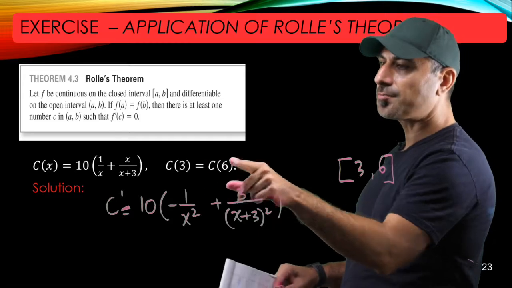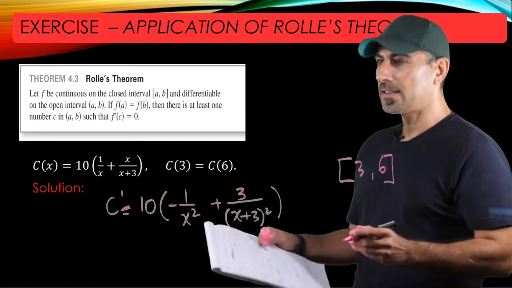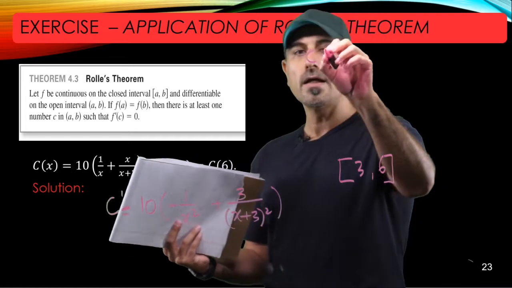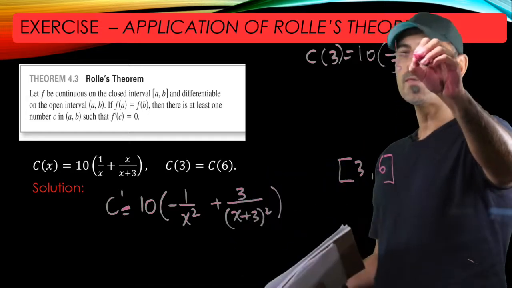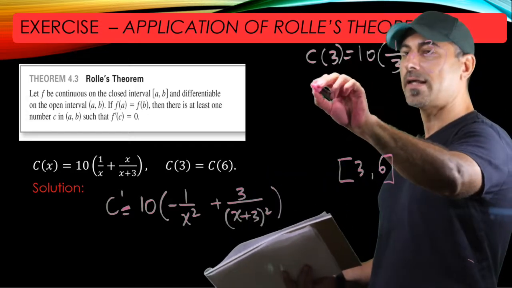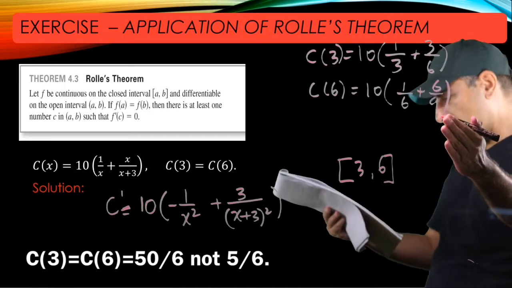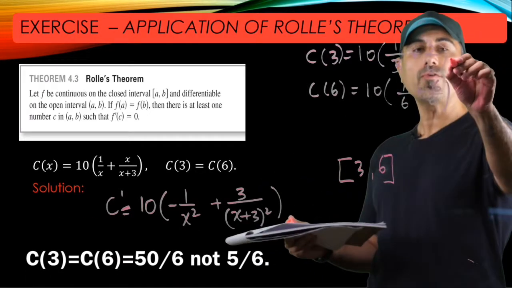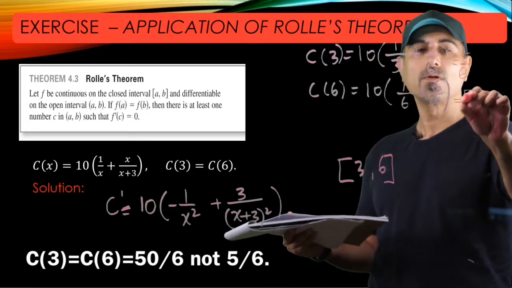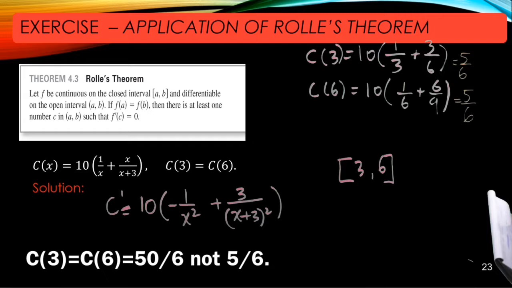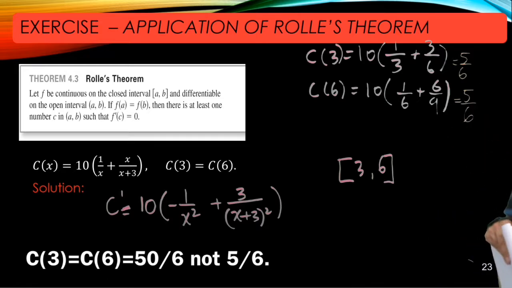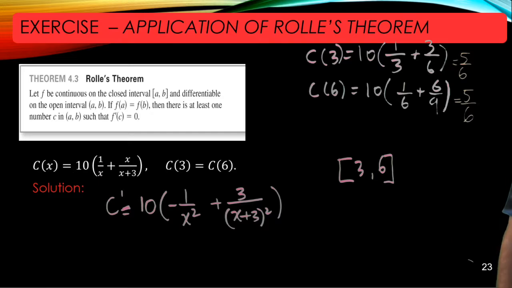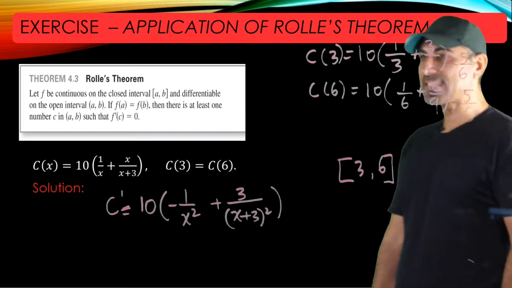We're going to check if C3 equals C6, and this is a nice task for you to check. So C3 is 10 times 1 over 3 plus 3 over 6, and then here's C6, and it turns out that both are 5 over 6. So what that means is that the cost is exactly the same for 300 components and 600 components. And now all three conditions of Rolle's theorem are satisfied.